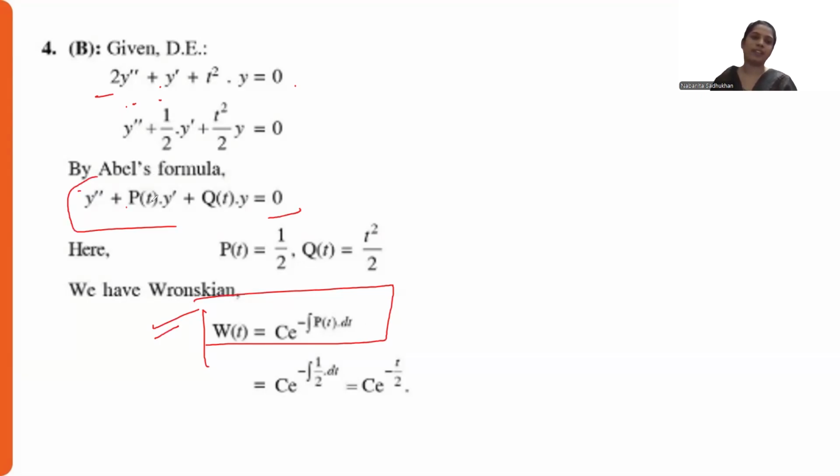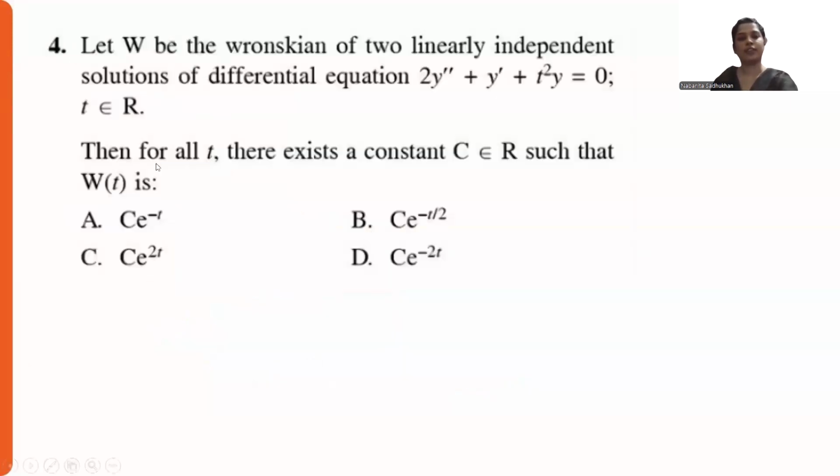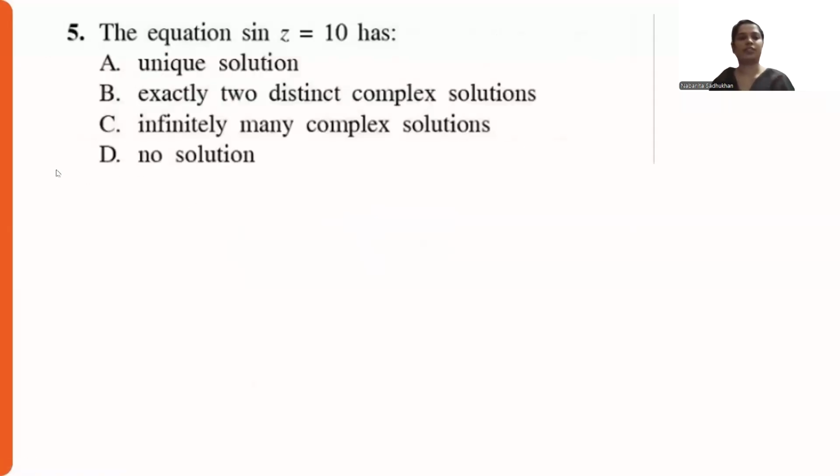Now, if we compare these two, we can see that our p(t) is half and q(t) is t square by 2. We don't need q here. We only need p here. So, it will be c e to the power minus integral of half dt, which is going to be c e to the power minus t by 2. So, this is going to be the required Wronskian, okay? Now, if we look into the options, from there we can say that option B is going to be the correct option, right? Great. Now let's move on to the next one.